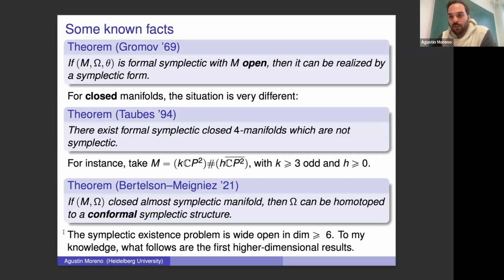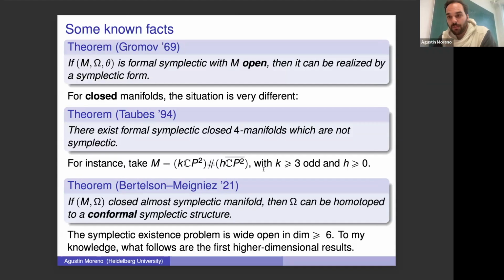But as far as I know, if you look at the actual existence problem in the symplectic category and not the conformal one, this is wide open as soon as you're in dimension at least 6. Okay, so I'm not aware of any results in the positive or in the negative direction. Okay? So, to my knowledge, what I will say next are the first high dimensional results.